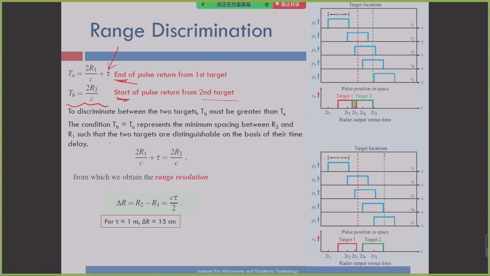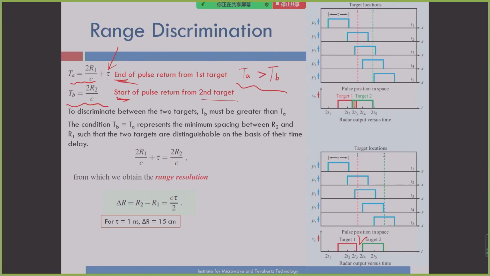So if we want there to be a gap or separation, that means the time TA should be larger than TB, right? That means the first pulse, the pulse from the first target, comes back, but the second pulse still cannot arrive at target 2. So TA is larger than TB. That means there should be a separation or a gap between both targets.